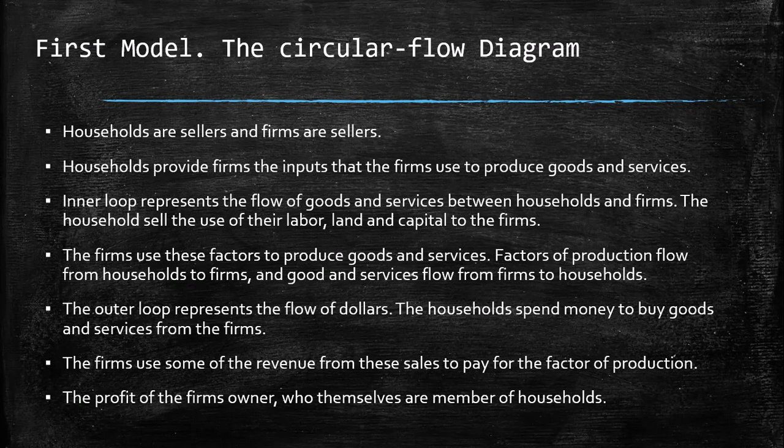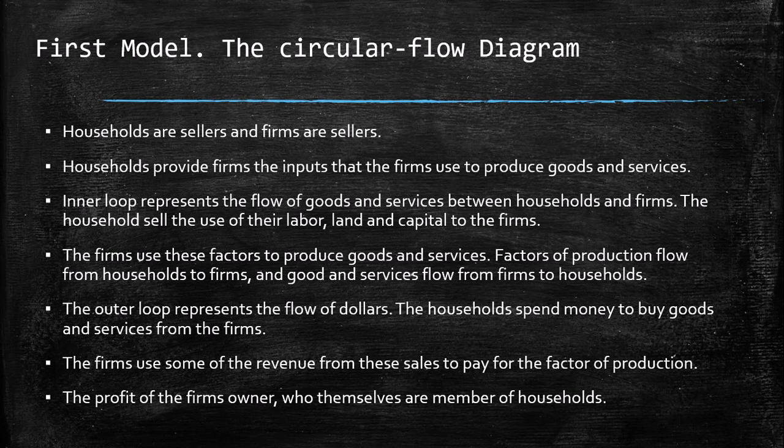In the market of factors of production, the households are the sellers and the firms are the buyers. In the market of goods, the firms are the sellers and the households are the buyers. So the households provide the firms the inputs that the firms use to produce goods and services.